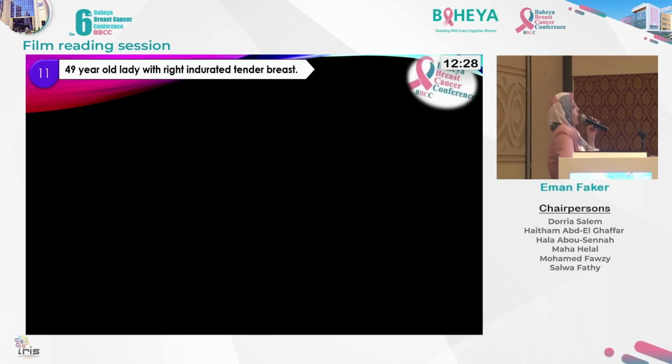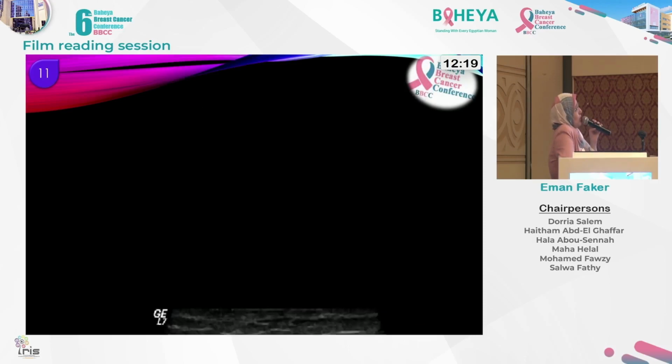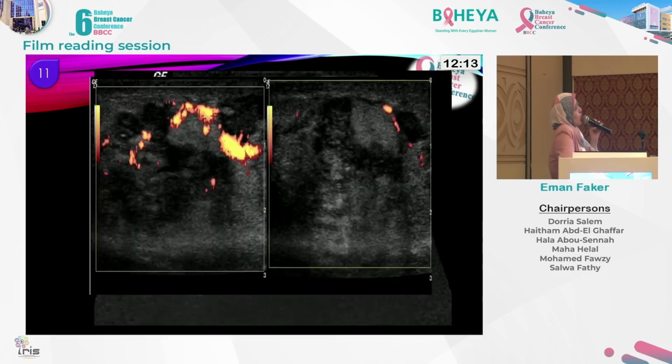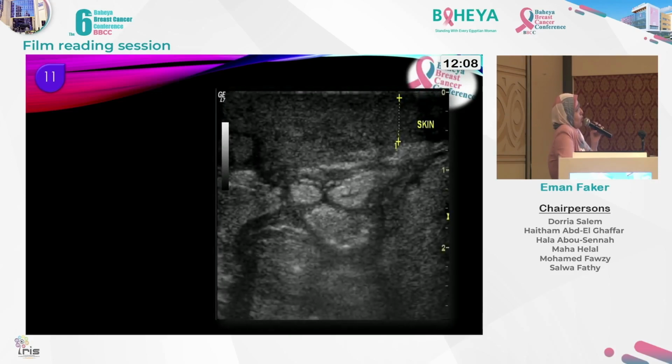This is a 49-year-old lady with right indurated tender breast. This is her breast showing a global asymmetry with nipple retraction and abnormal, pathological lymph node. Her ultrasound shows an ill-defined area of abnormal shadowing, which has increased vascularity on color Doppler, and she showed marked skin thickening with underlying interstitial edema.